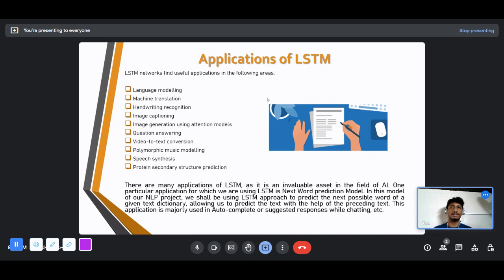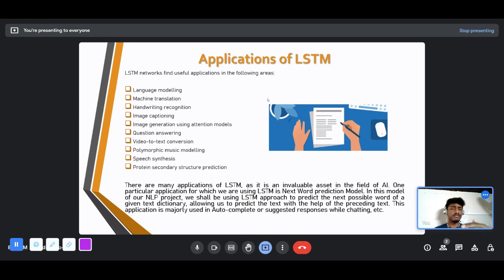As I said, the preceding text helps us give the context of the conversation or the text that we're actually talking about. This application is majorly used in autocomplete or suggested responses while chatting in WhatsApp, Facebook, Instagram, etc. As I mentioned before, while chatting, when you are using your keyboard on your phone or your laptop, you see some suggested words available. Even when you are googling some stuff, you see suggested words available.